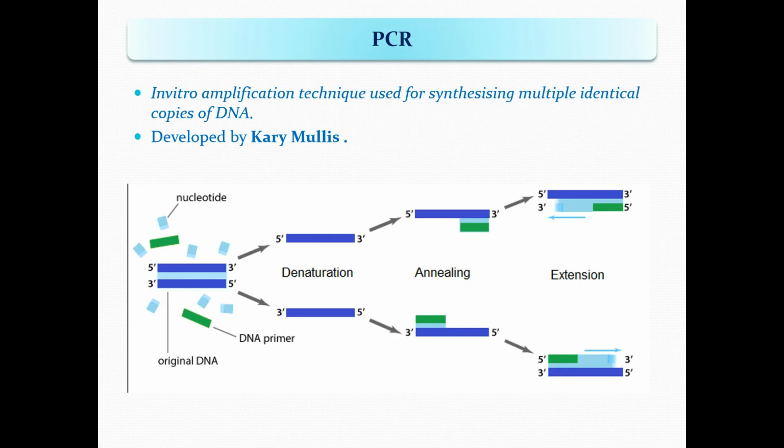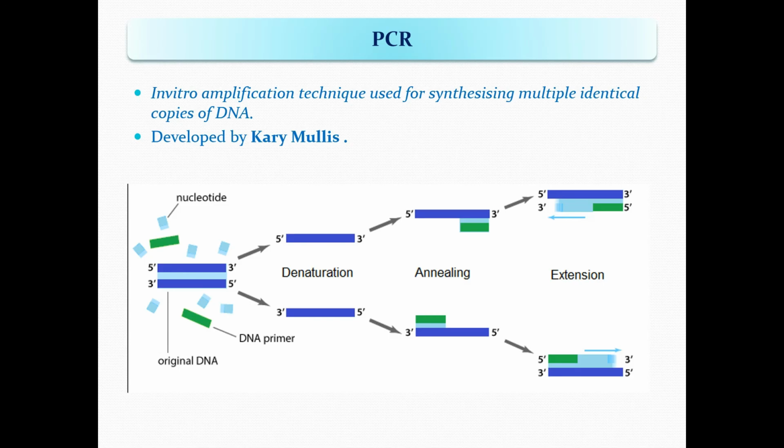DNA is present inside the nucleus of the cell. It is taken out of the cell and many copies are produced with the help of this PCR technique. This was first developed by Kary Mullis in the year 1983. The PCR technique consists of 3 stages. They are denaturation, renaturation or primer annealing, and the third one, synthesis or primer extension.